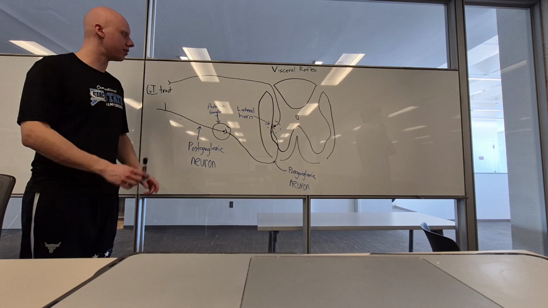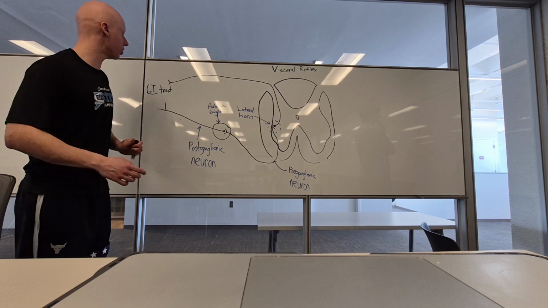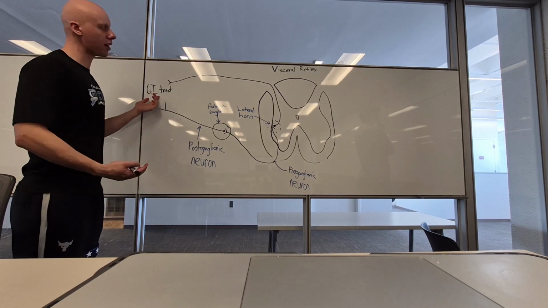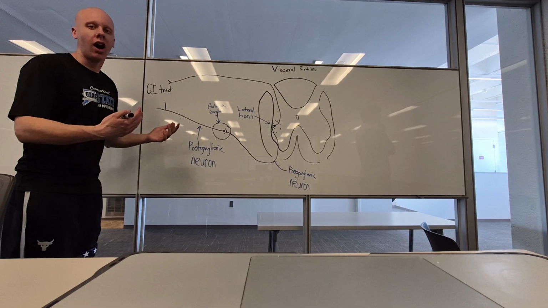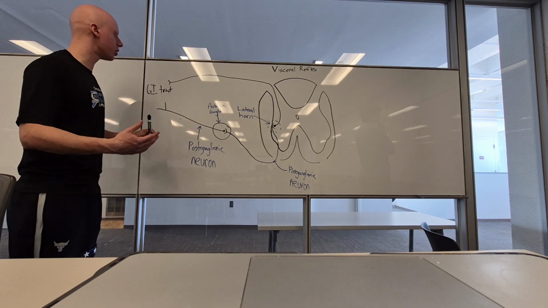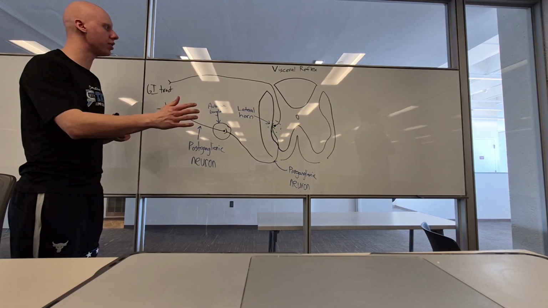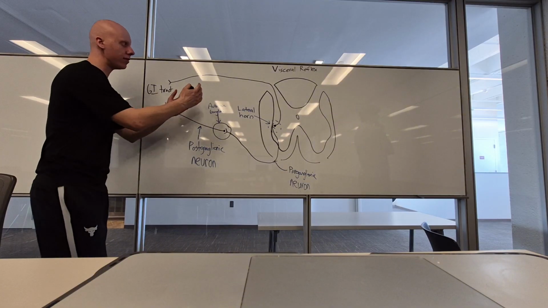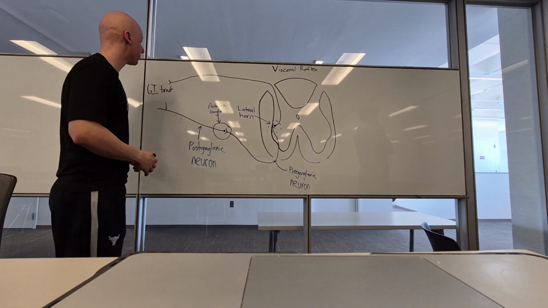All right, guys, so this is the visceral reflex. This is how this works. Let's take the GI tract, for example. This is autonomically regulated, autonomically controlled, meaning we don't voluntarily control this. So this is where the visceral reflex comes into play.